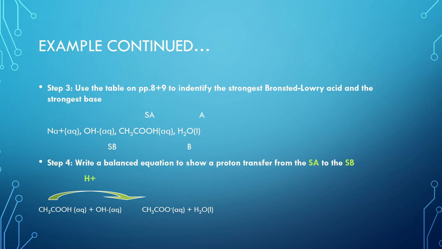On the acid-base table, the acetic acid is highest up, so it is the strongest acid. The hydroxide ion is lowest down, so it is the strongest base. A balanced equation showing the proton transfer and conjugate acid-base can be written.